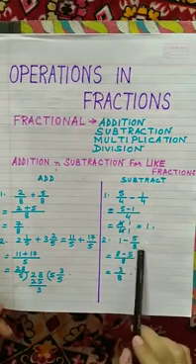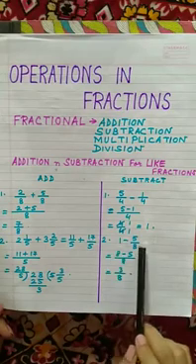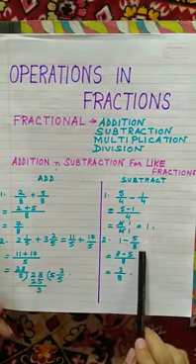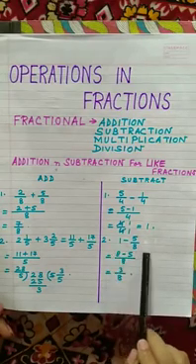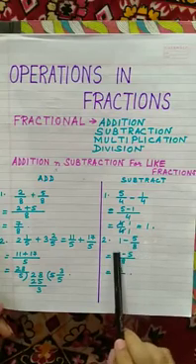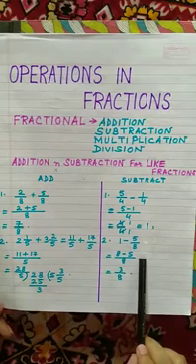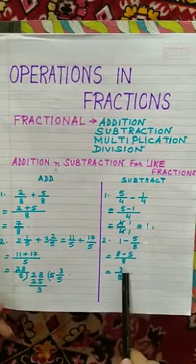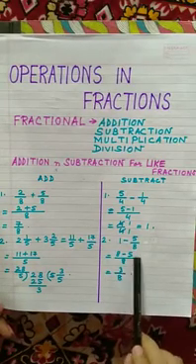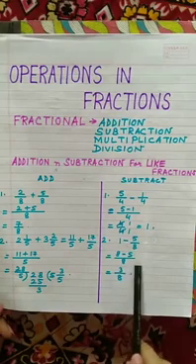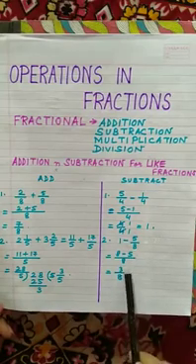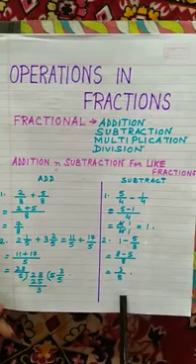Now here we have 1 and 5 by 8. We are subtracting 5 by 8 from 1. Now when we subtract any fraction from 1, we subtract the numerator from the denominator and keep the denominator as it is. So we are subtracting 8 minus 5 by 8. It is 3 by 8.